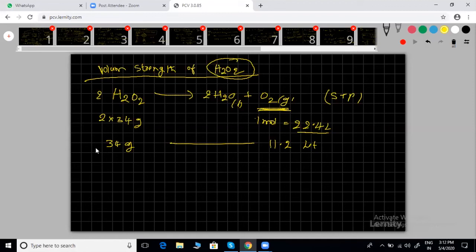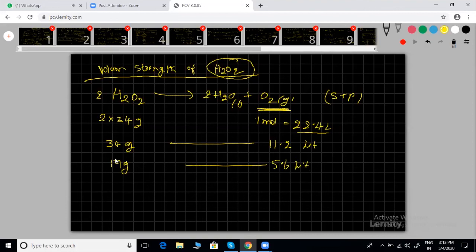34 grams means how many moles? One mole. Then 17 grams means half a mole. So if 34 grams gives 11.2 liters, then 17 grams, how much? 5.6 liters.